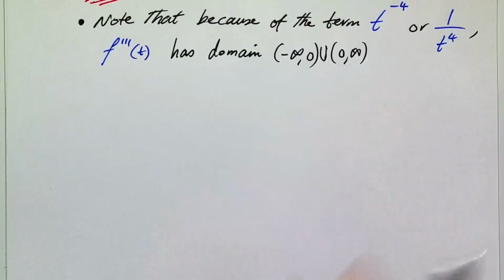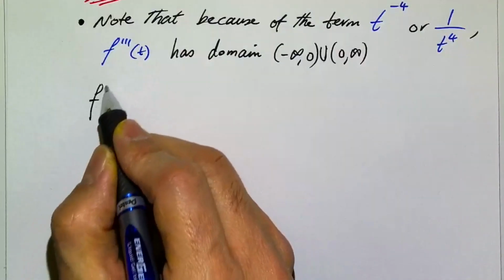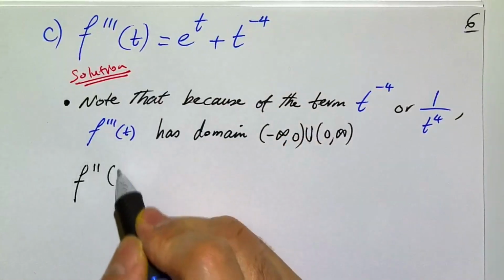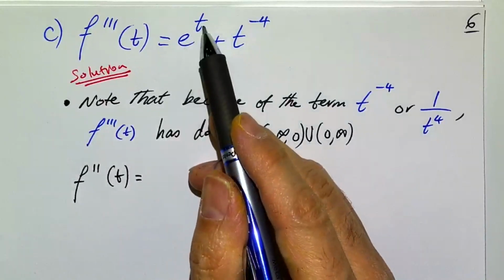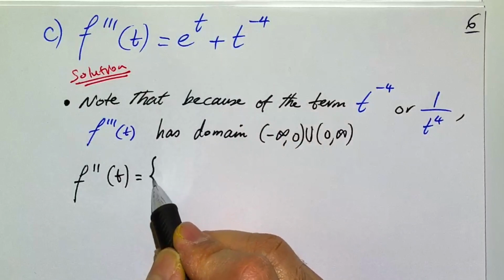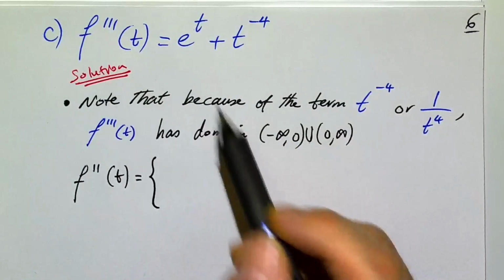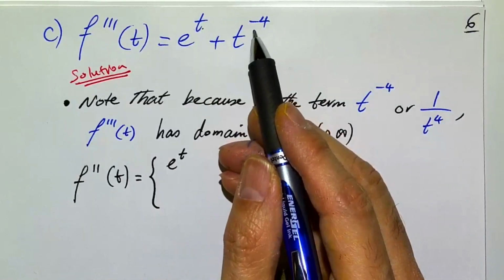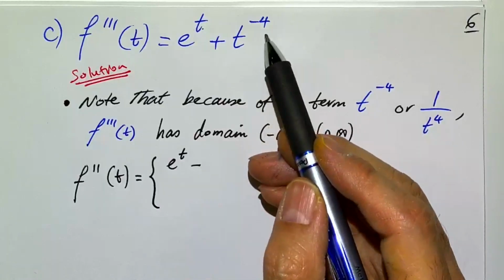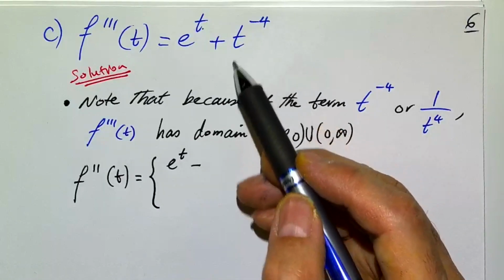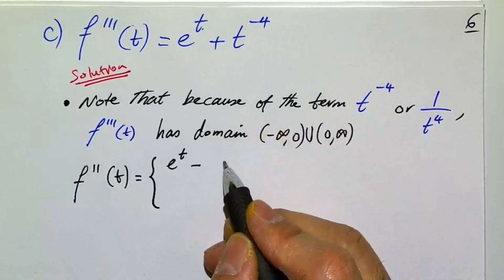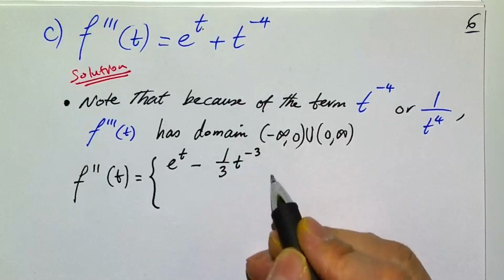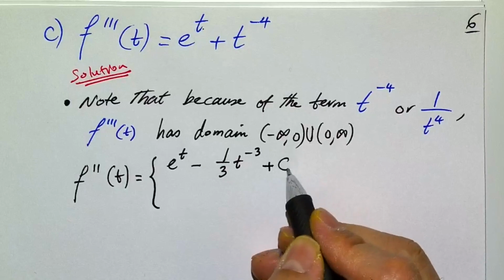So let's do that. So then we have for f double prime, and let me bring this down so you can see it. For f double prime, that's easy, right? It's simply e to the t, but I'm going to split this, and you'll see why in a second. So let's split it. E to the t minus 1/3, right? We add 1 to this. It'll be minus 3. Divide this, it will be minus 1/3 times t to the -3 plus c, of course.